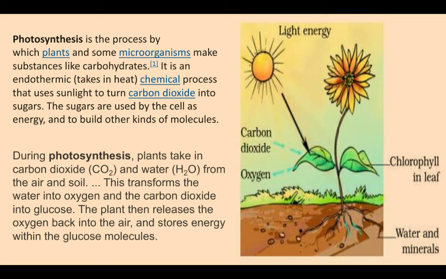During photosynthesis, plants take in carbon dioxide, CO2, and water, H2O, from the air and soil. This transforms the water into oxygen and the carbon dioxide into glucose. The plant then releases the oxygen back into the air and stores energy within the glucose.